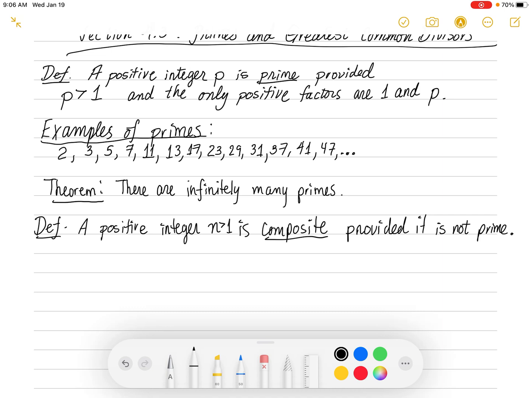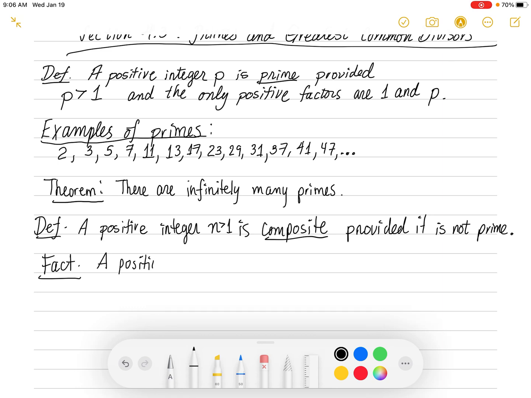So it still has to be bigger than 1 to be composite. It has to be a positive integer. But if it's not prime, that means it would have positive factors besides 1 and itself. So here's a fact about a composite.